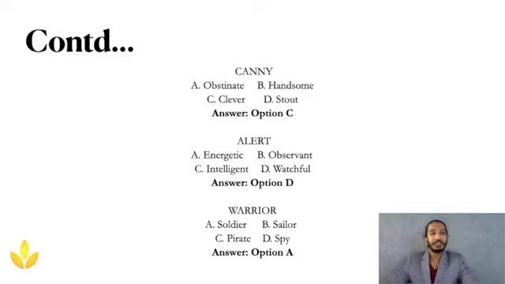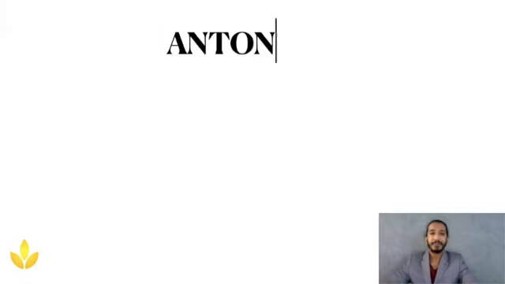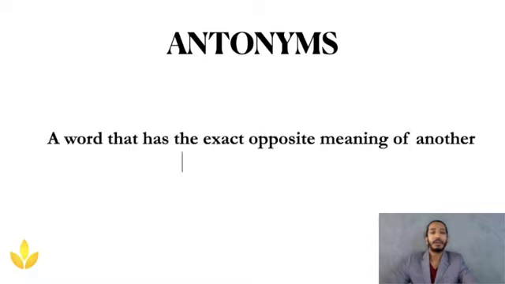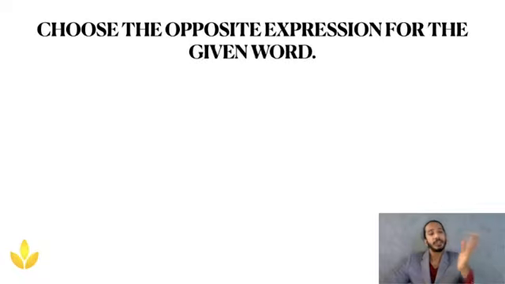The next section is antonyms. Antonym is a word that has the exact opposite meaning of another word. So the other word is its antonym. Choose the opposite expression for the given word. So antonyms are usually opposites of synonyms. If synonyms means the same, the antonyms mean it is the opposite. So let us solve the following questions to understand better.